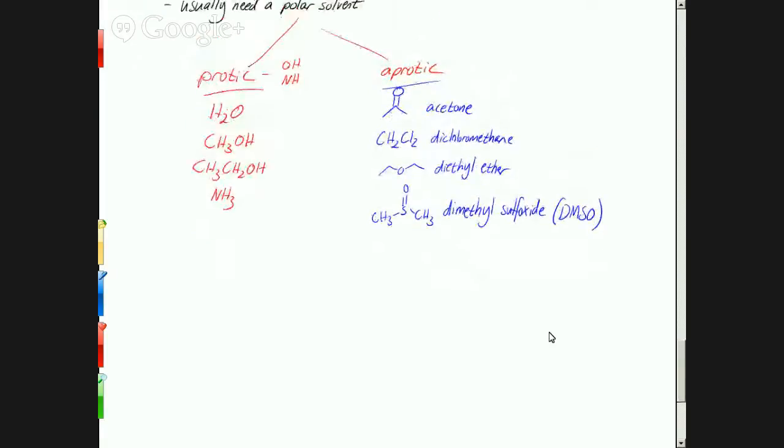The protic solvents favor SN1, and the aprotic solvents favor SN2. Any idea why that might be? Go back and look at those mechanisms. Look at the differences in those mechanisms, and try to see how those solvent groups might favor one versus the other.